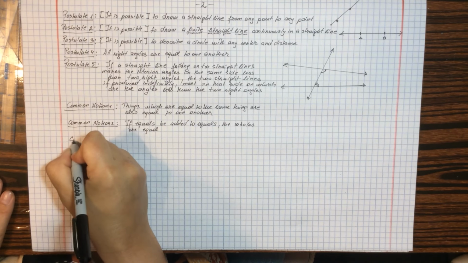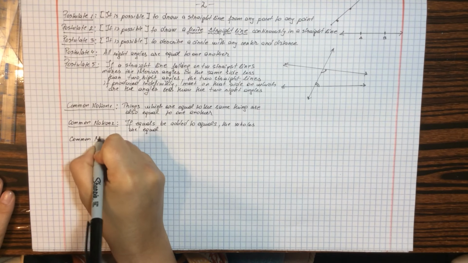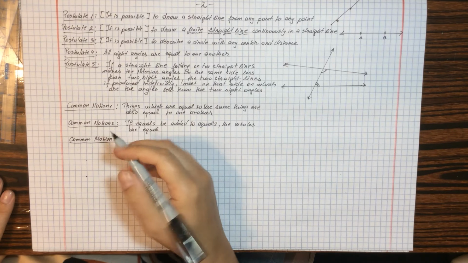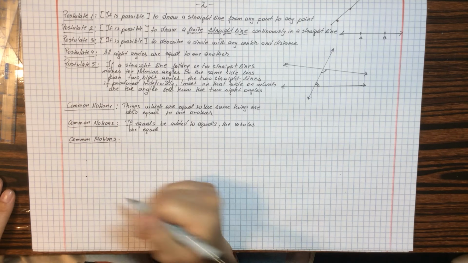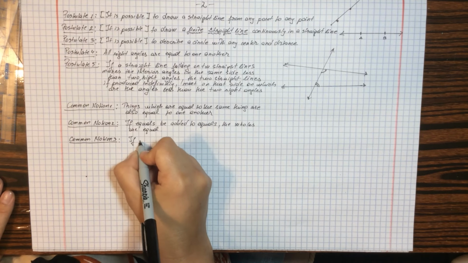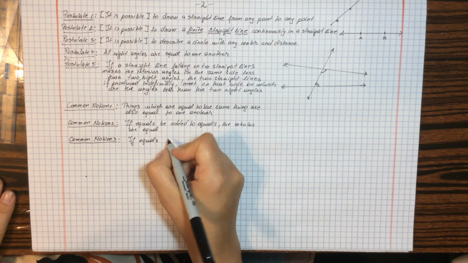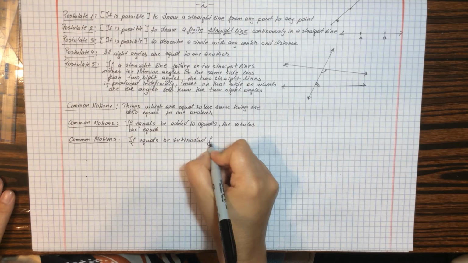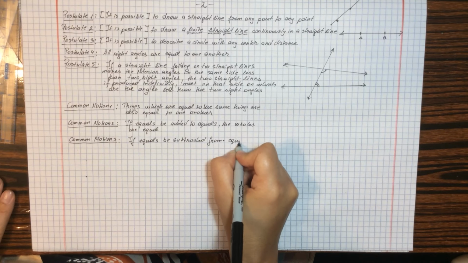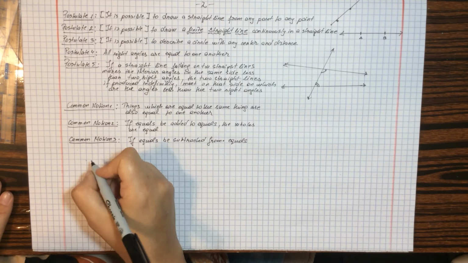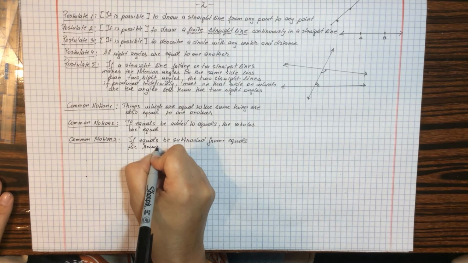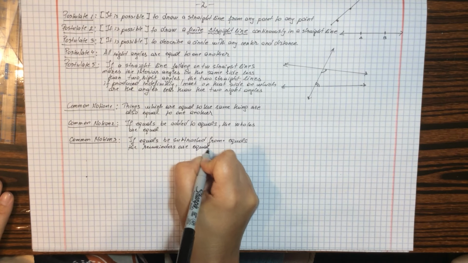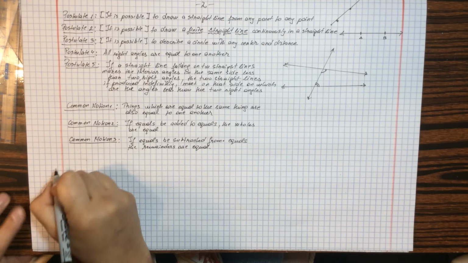Common notion three. If equals be subtracted from equals, then the remainders are equal. So, if equals be subtracted from equals, the remainders are equal. And common notion four.